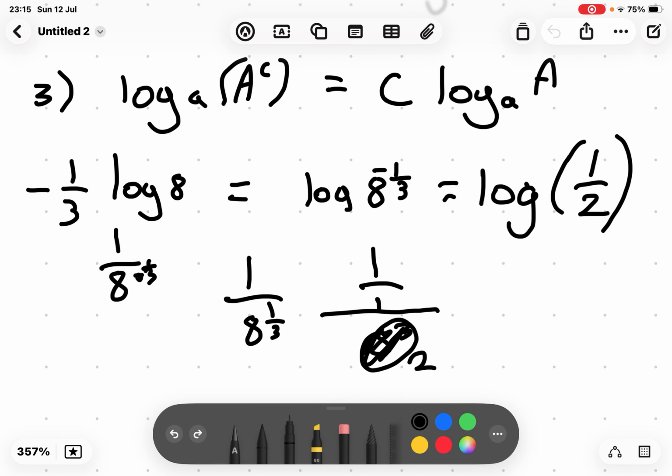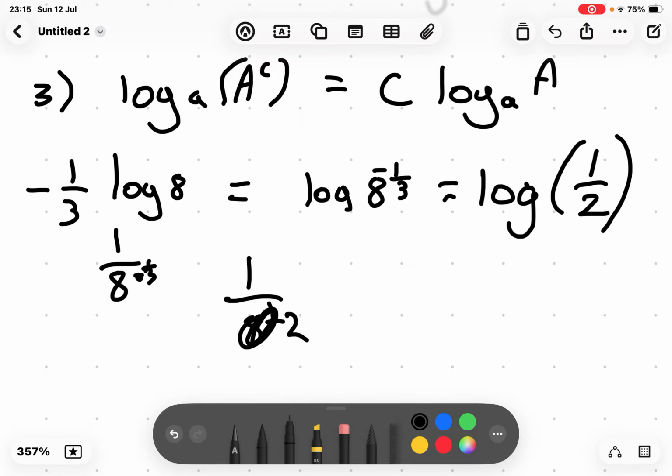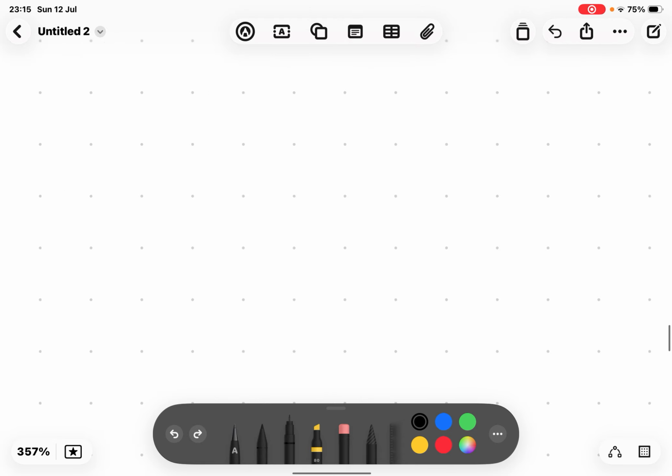Okay, basically, when we come to this result, we find the reciprocal, I think that's the word, or whatever. How many 3s do you need to multiply to make 8? The answer is 2, so that's where we got this from. And that's the end of this example.